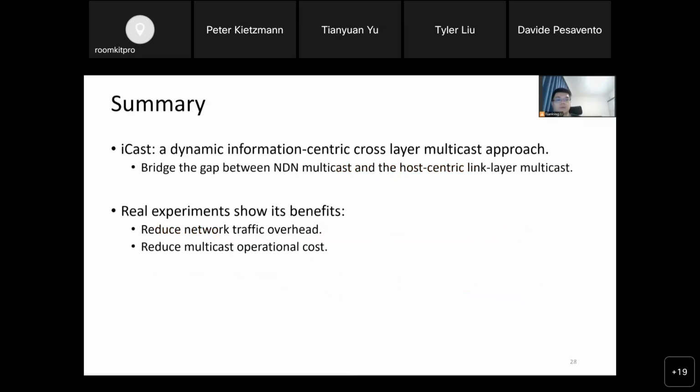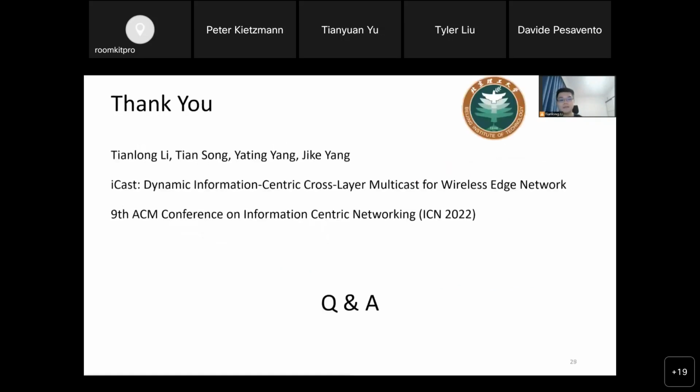For the summary, our work contains both intellectual and practical contributions. On the intellectual side, we propose an efficient way to dynamically form groups and filter frames under the current link layer scheme. On the practical side, our implementation indicates a promising opportunity for deploying NDN with ICAST at edge networks to reduce the traffic overhead and the forwarding operational cost. ICAST bridges the gap between NDN multicast and the host-centric link layer multicast, and we believe that ICAST can finally unleash the potential of information-centric multicast in various edge networks. Thank you for listening.